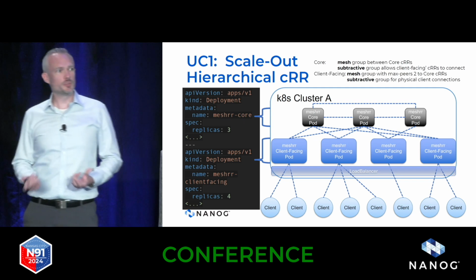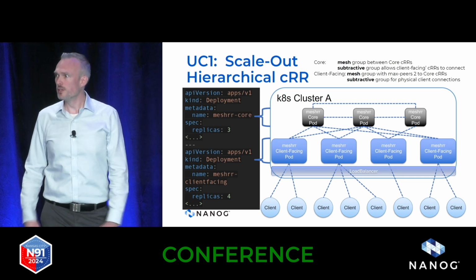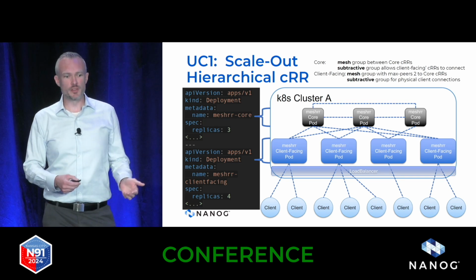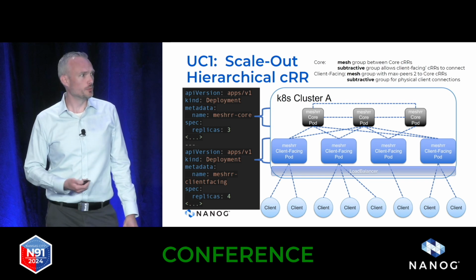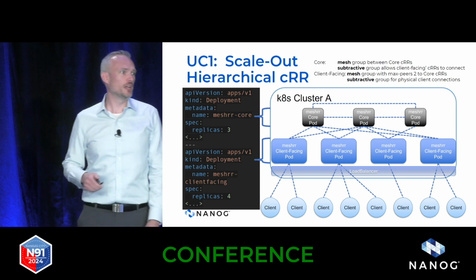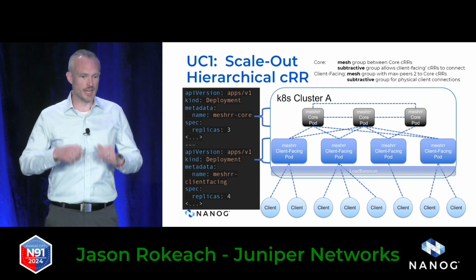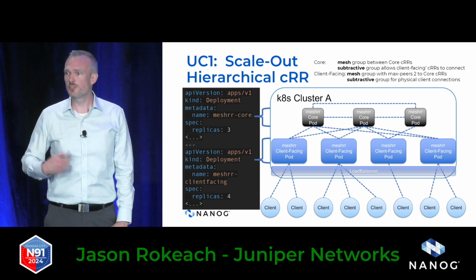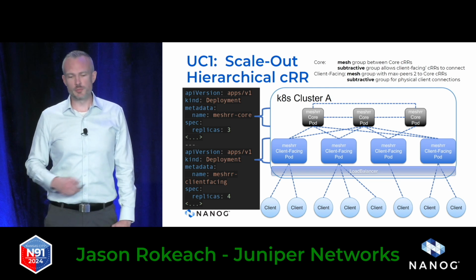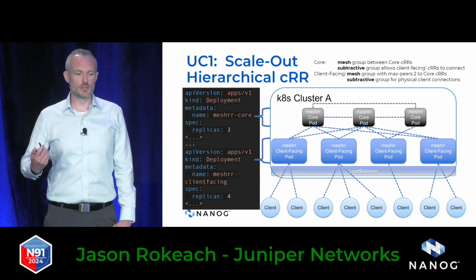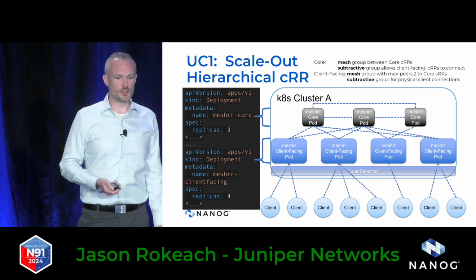The first and one of the simplest use cases is a basic hierarchical containerized route reflector. What you can see with the YAML on the left is we've defined two different deployments within Kubernetes. The first one is called meshrr core. This doesn't have any outside client connectivity, but it serves to connect all of the downstream client-facing route reflectors so that they're able to get routes from their peers. The downstream client-facing route reflectors will allow connections from the outside world where we can scale that quite easily.